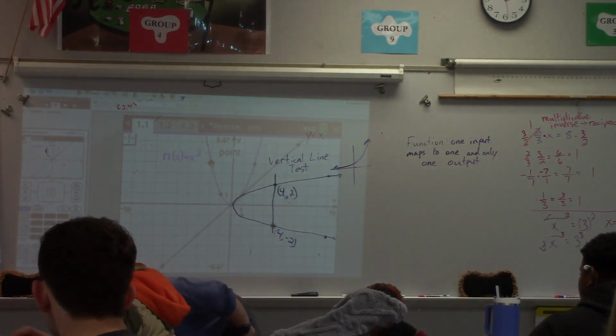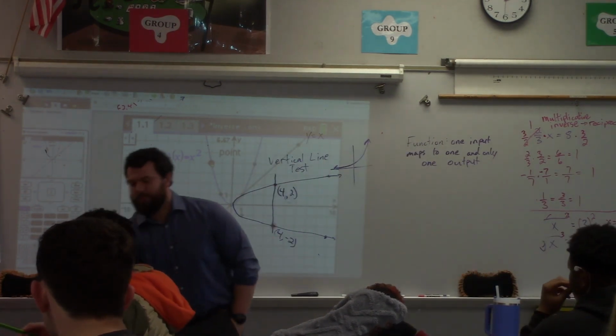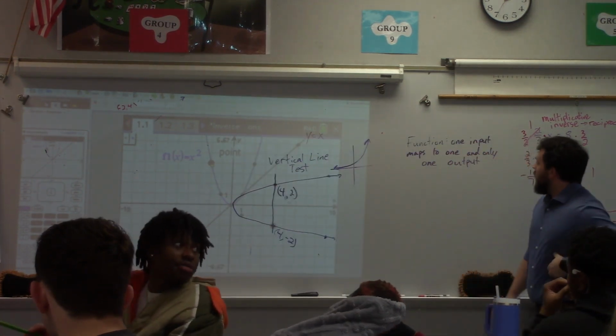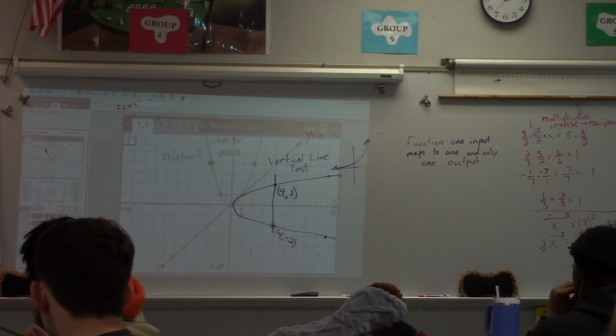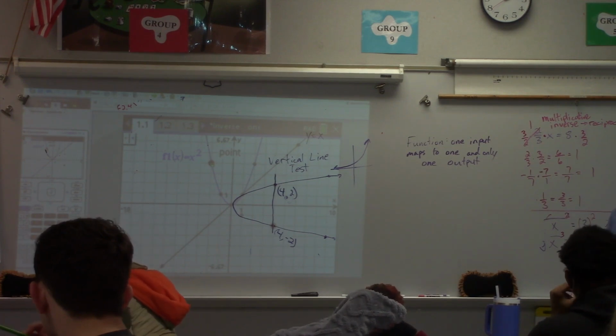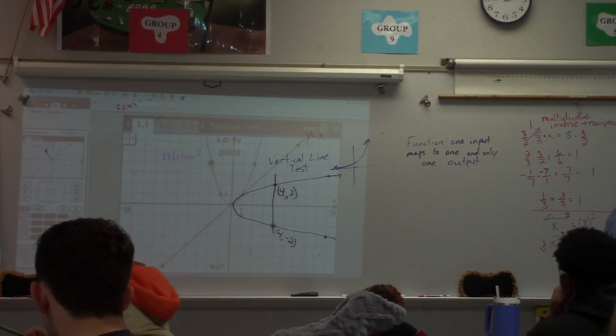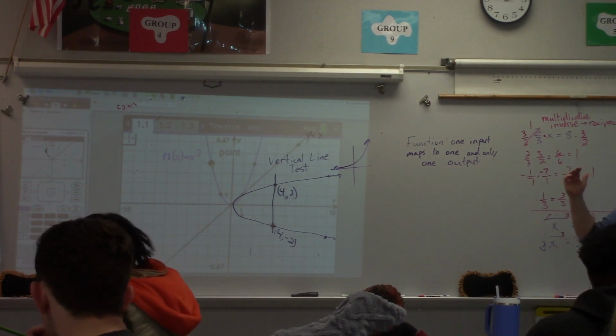Thank you for putting it up. All right. So, function: one input maps to one and only one output. That was like a mirror. Kind of. So that would no longer be a function.